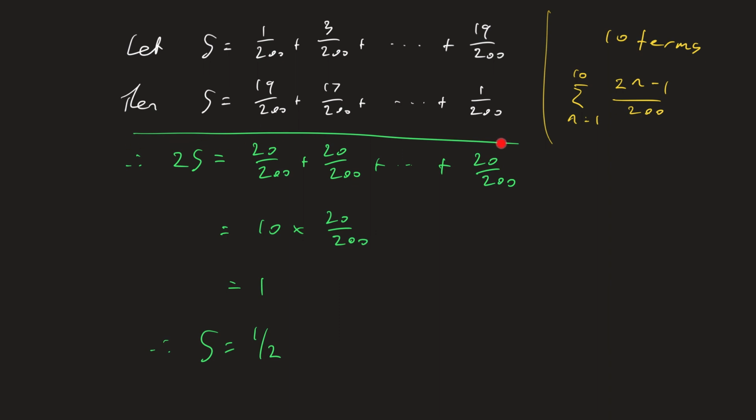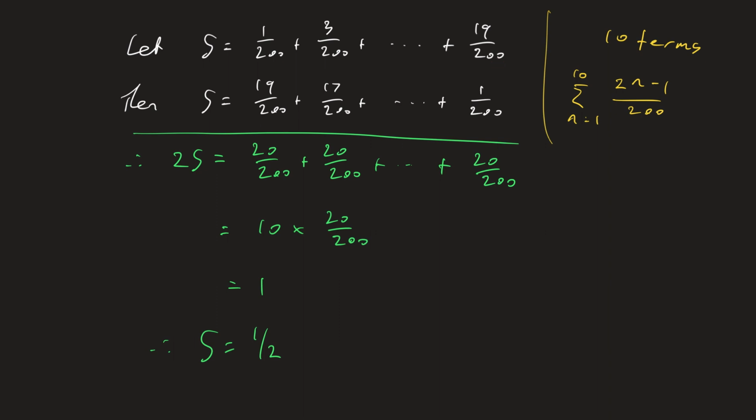If we now add both this expression and this expression, we get that 2 times our sum is equal to 1 plus 19 is 20, 3 plus 17 is 20, all the way up to 19 plus 1 is 20. There are 10 terms in this expression.